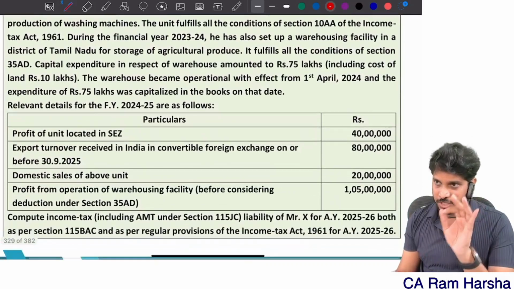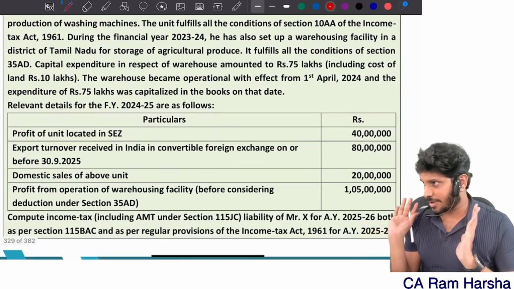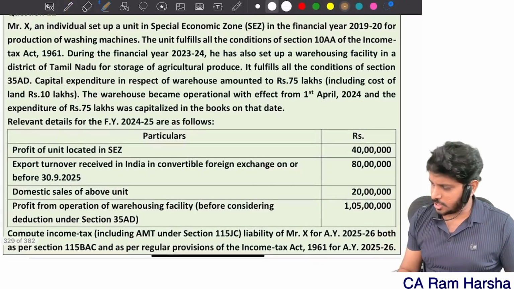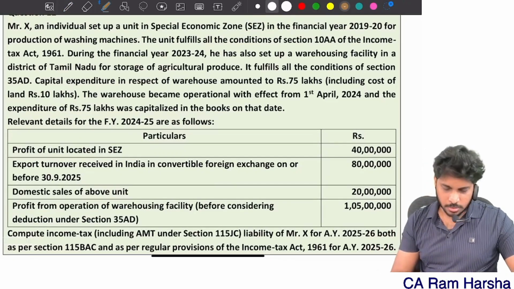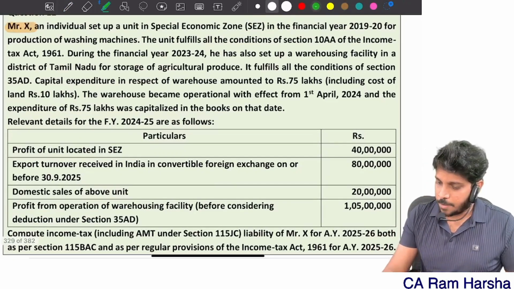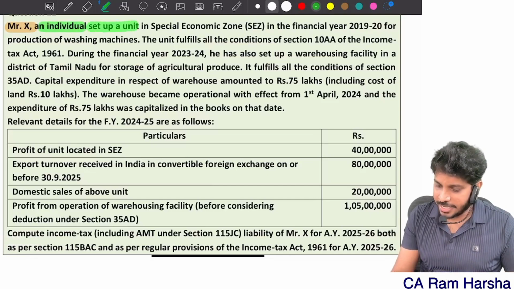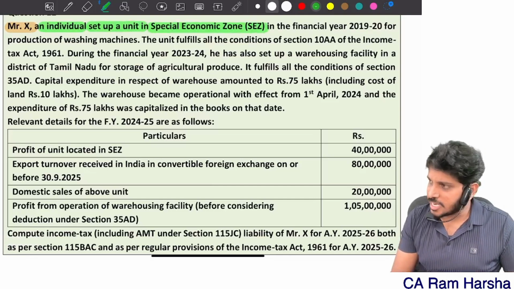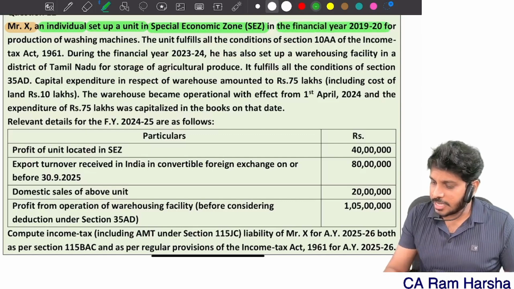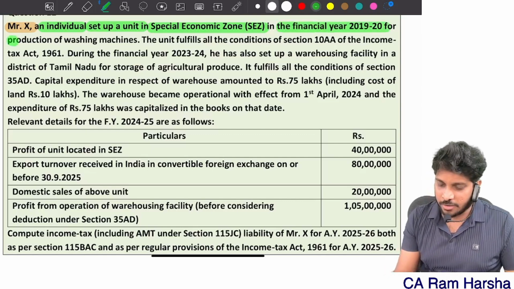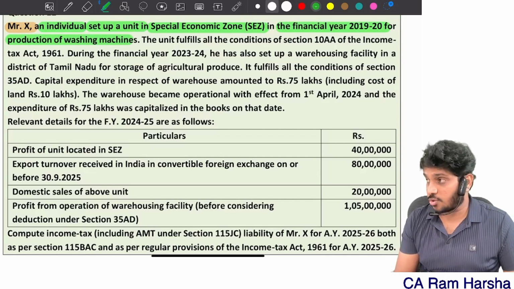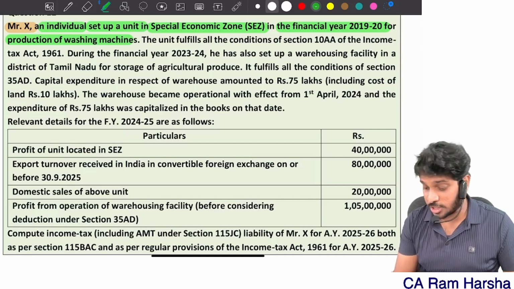Pause the video, first you solve it. Okay, you solve along with me. Carefully you see. Mr. X, an individual, set up a unit in a special economic zone for the year 19-20 for production of washing machines. Okay, special economic zone, he produced washing machines.